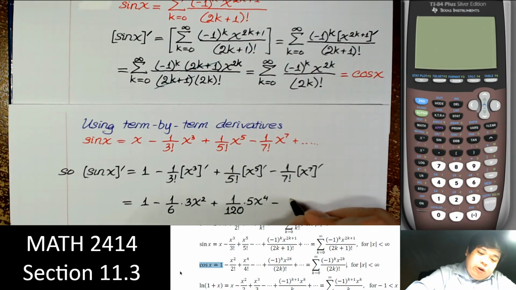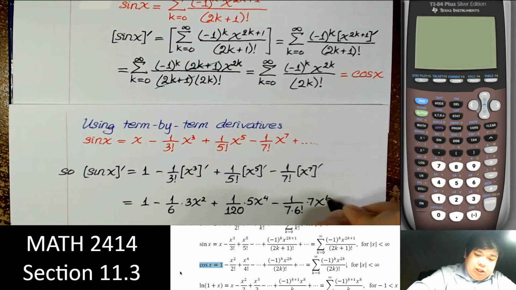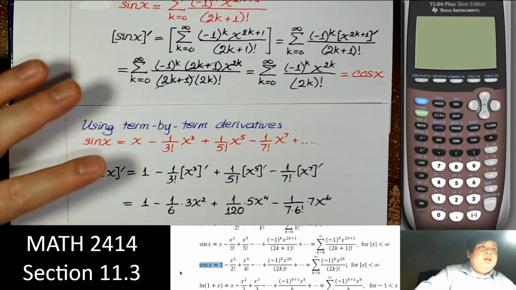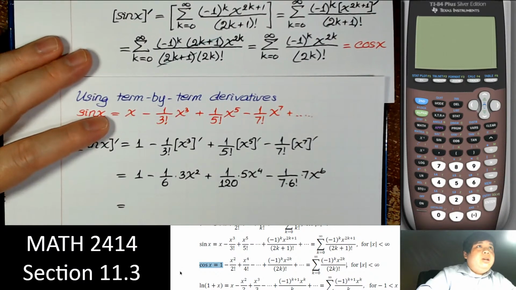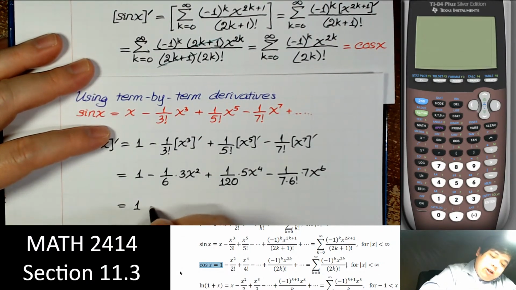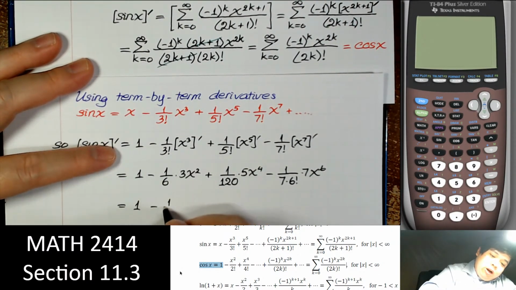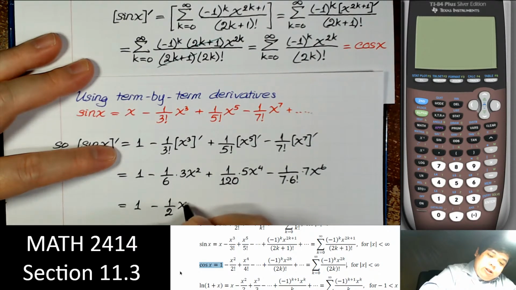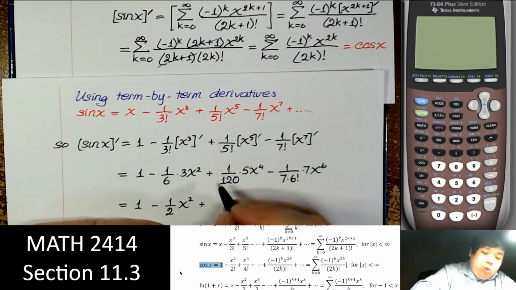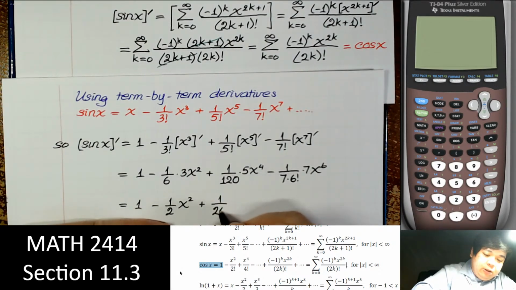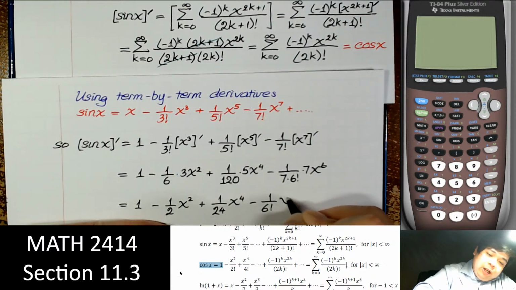And 7 factorial, if we don't know that, we can always write 7 times 6 factorial, and x to the 7 gives 7 x to the 6. So you can just take the derivative term by term and it will work out just fine. 3 over 6 is 1/2 x squared. That cancels out. 5 over 120 is 1 over 24 x to the 4th, and 1 over 6 factorial x to the 6th.